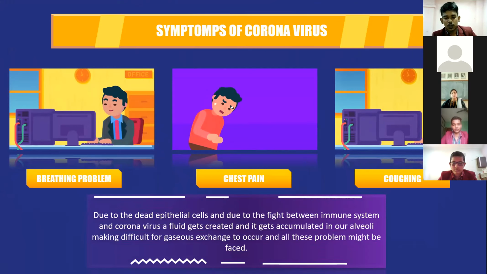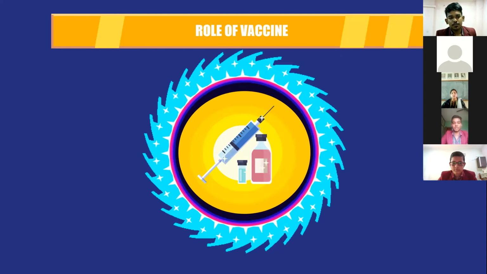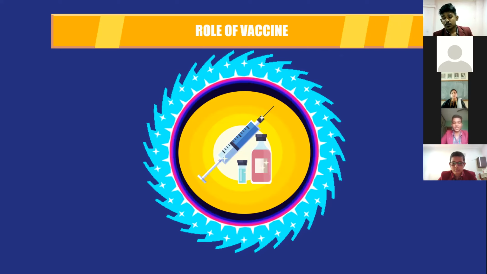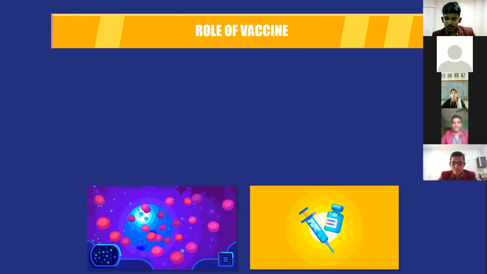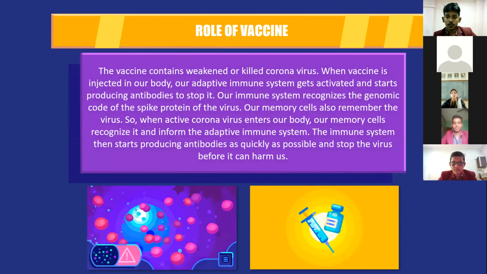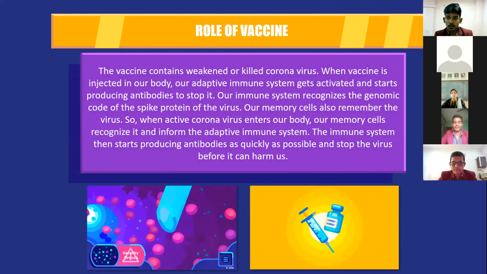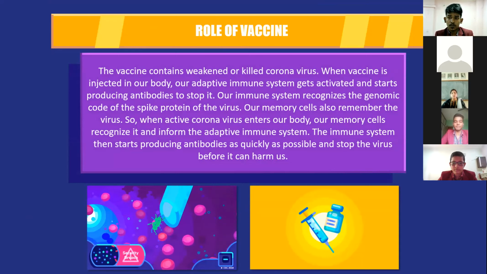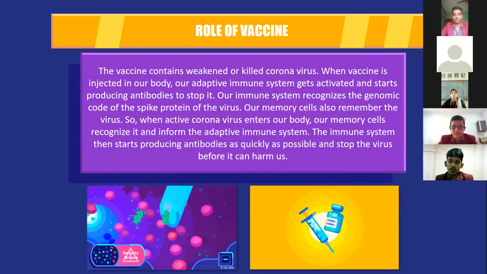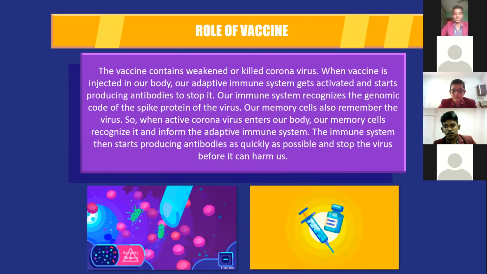Now I would like Swastik to talk about the role of vaccination. Swastik, please. Yes. Before knowing the role of vaccines, let me tell you first what vaccines actually are. Vaccines basically contain weakened or inactive pathogens that can be used to stimulate the production of antibodies and hence provide us immunity against a certain type of disease. Also, vaccines should be taken beforehand, that is, before we are affected by a disease. So, when the vaccine of coronavirus enters our body, our adaptive immune system recognizes the genomic code of the spike glycoprotein of coronavirus provided in the vaccine and hence prepares antibodies accordingly.